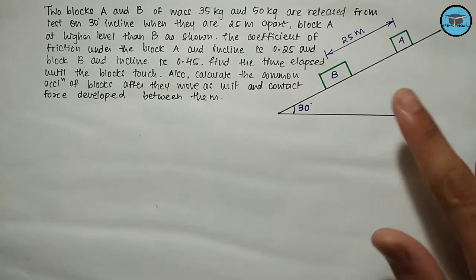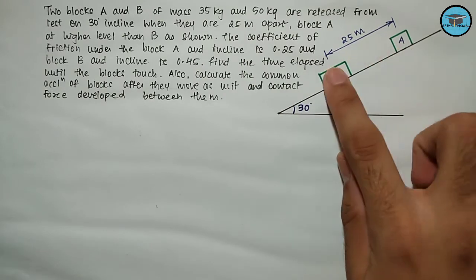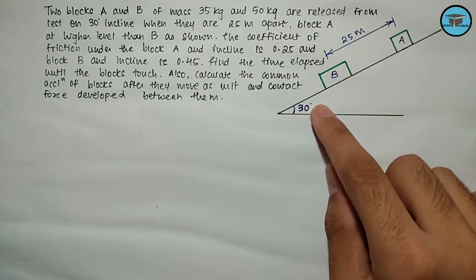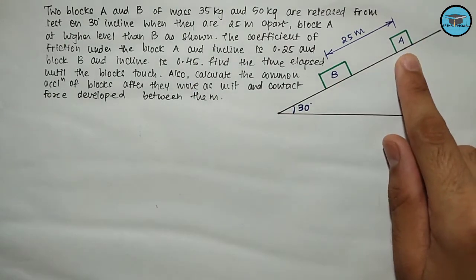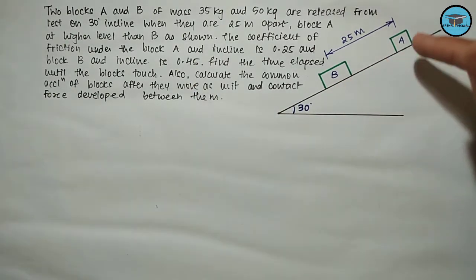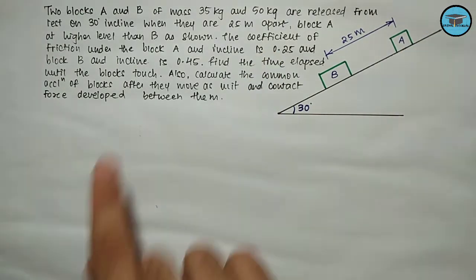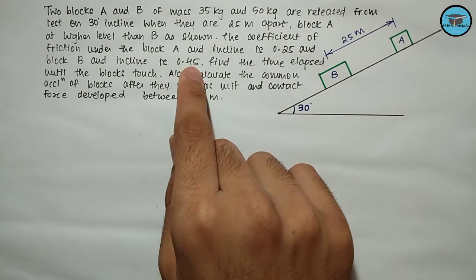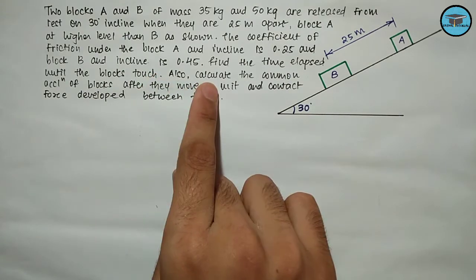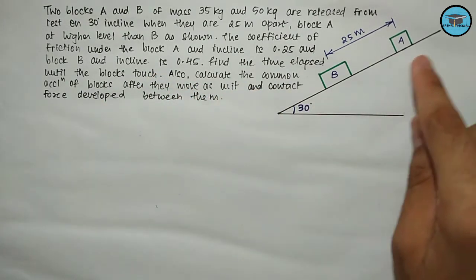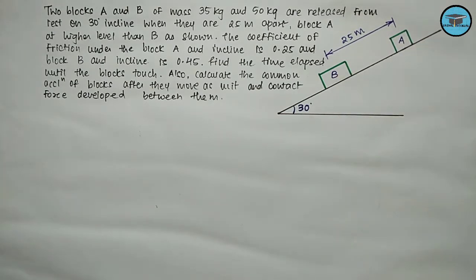So the problem consists of two blocks A and B, which have masses of 35 kg and 50 kg, and they are placed on the inclined plane and are initially 25 meters apart. Block A is at a higher level than block B. The coefficient of friction between block A and its surface is 0.25, and for block B and its surface is 0.45. We need to determine the time elapsed until the blocks touch, and also the acceleration of these two blocks after they move as a unit and the contact force developed between them.